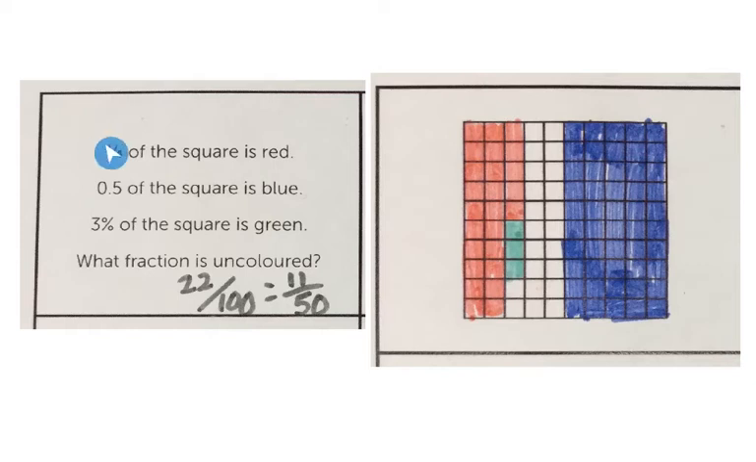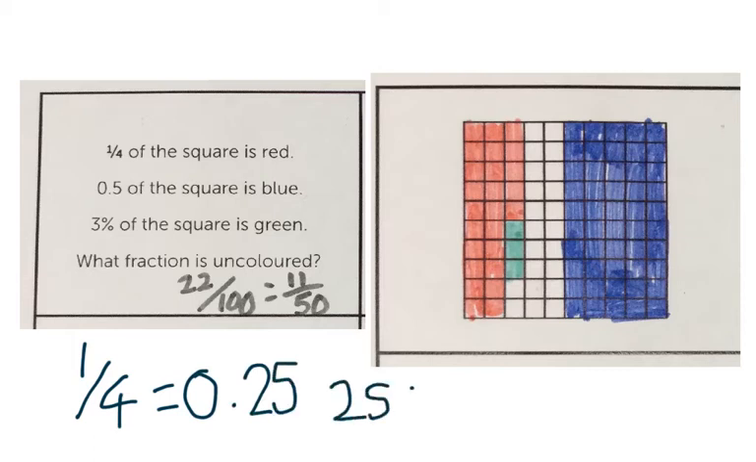Right, so let's start here with a quarter of the square being red. A quarter, as we said the other day, I'm just going to go through this quickly as we're just doing the answers. A quarter is equal to 0.25 or 25%. So we're colouring in 2/10 and 5/100, which I have done here. 2/10, which are 2 whole 10 sticks, and 5 individual hundredths. So that's our red.